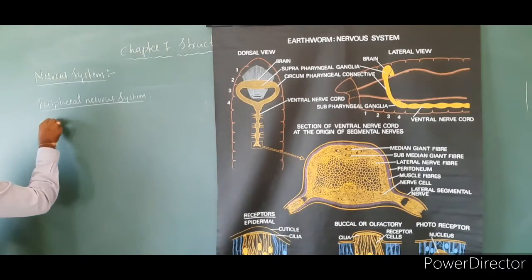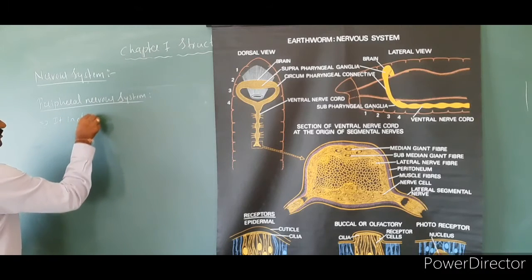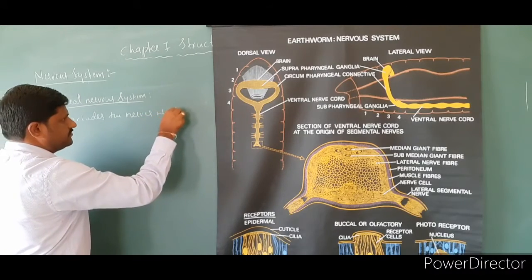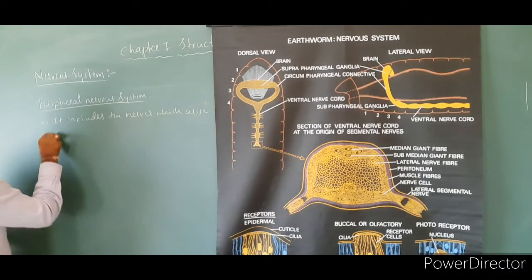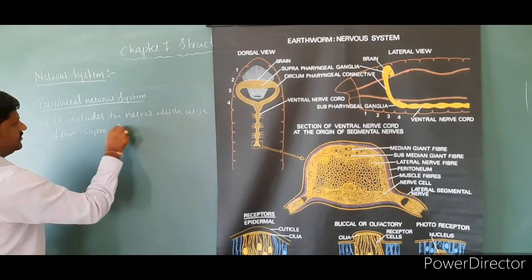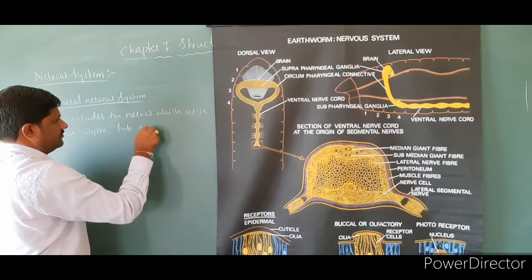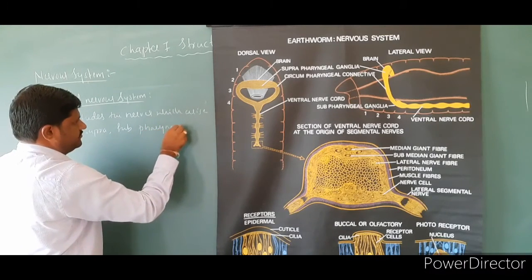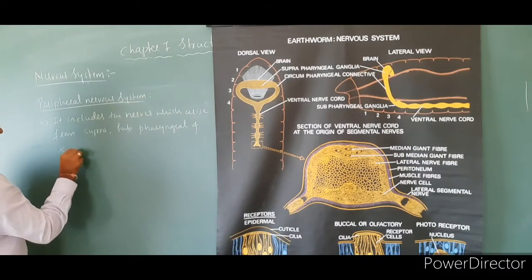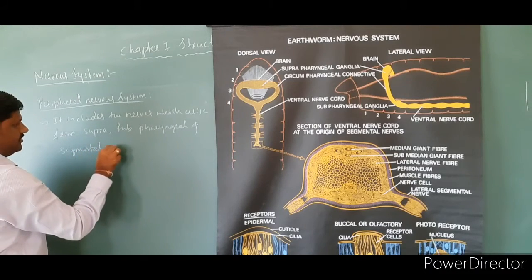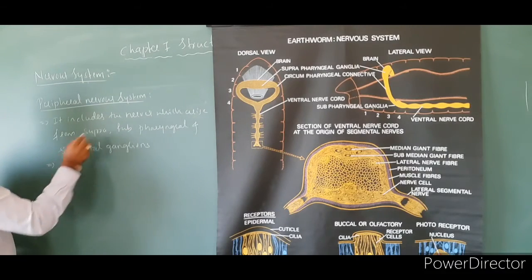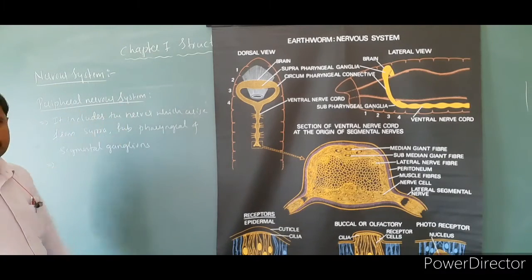So it includes the nerves which arise from supra, sub, pharyngeal as well as segmental ganglions. All together form what? Peripheral nervous system.